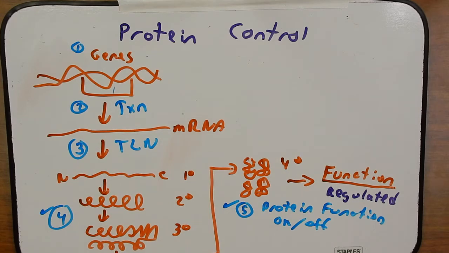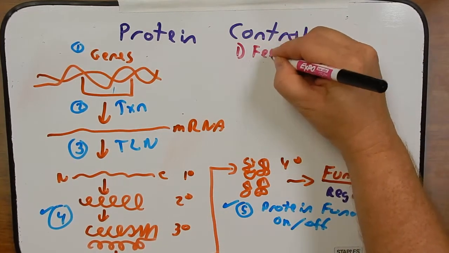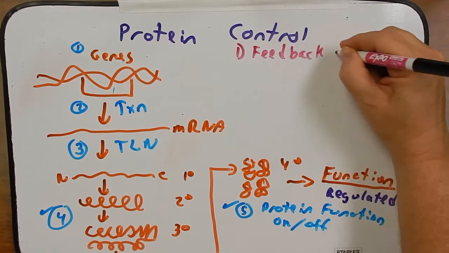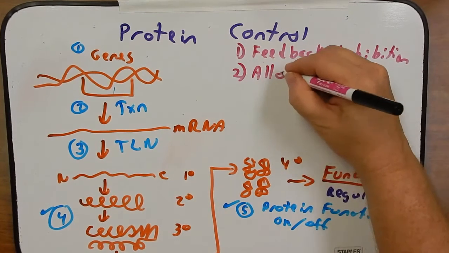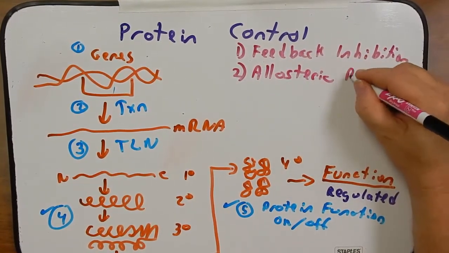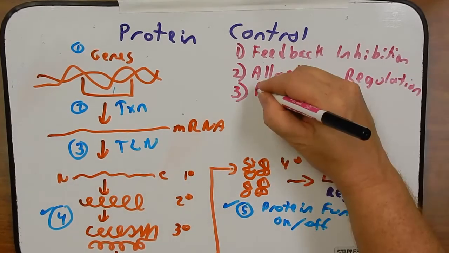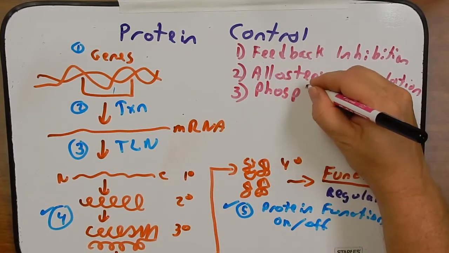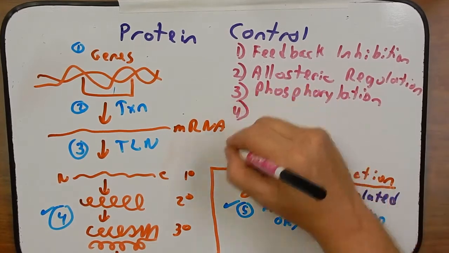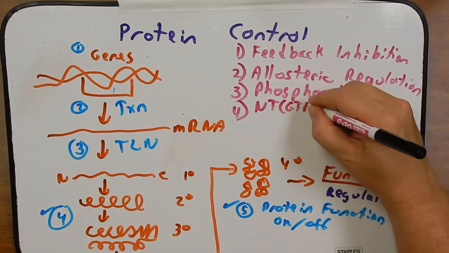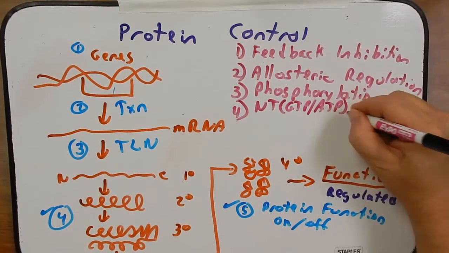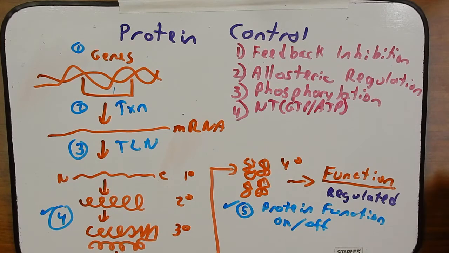And in doing so, there are 5 areas we want to focus on. The first is feedback inhibition. The second is allosteric regulation. One of my favorites. The third one, phosphorylation, a very important one. Our fourth one here, nucleotide binding, and really what I'm talking about here is GTP or ATP binding to proteins to establish some sort of function.